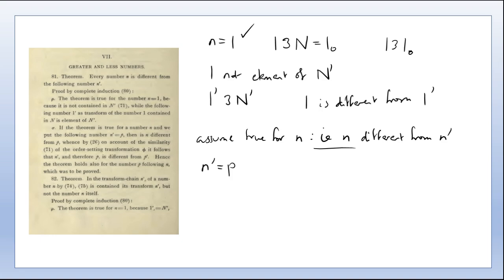Okay, that's the inductive hypothesis coming into play. Whence by 26, on account of the similarity 71, so that's the similarity of the transformation phi that we're using to pass from n to n primed in each particular case. On account of the similarity 71 of the order setting transformation phi, it follows that n primed and therefore p is different from p primed.